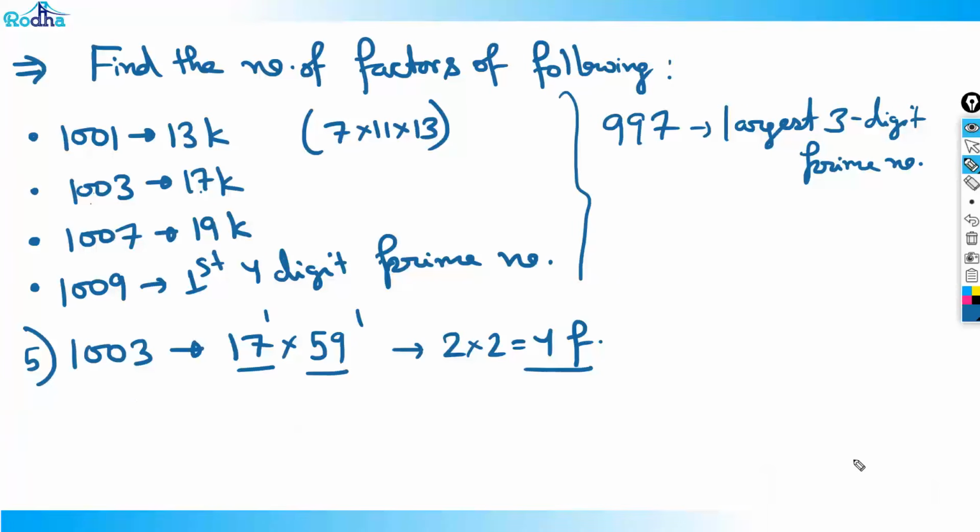So 1003, how many factors? 4 factors, right? Now let's say a number like 10,001. It looks like a prime number, right? But it is not a prime number. It is 137 into 73. Again, a difficult number, right? So you should remember it.